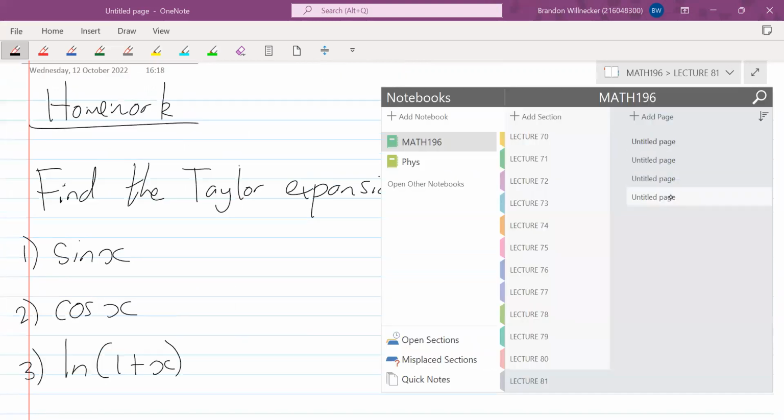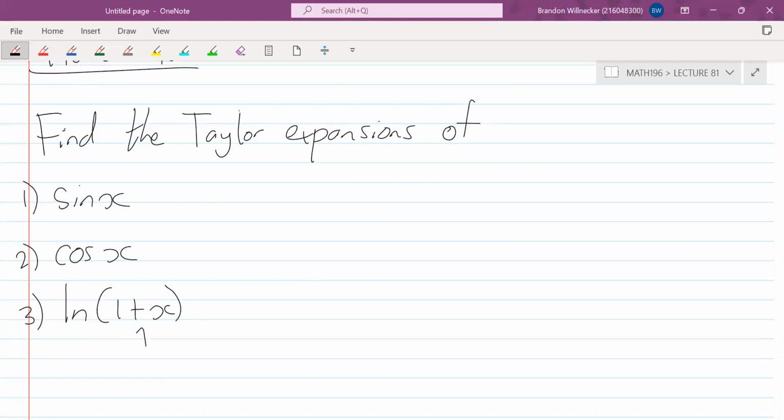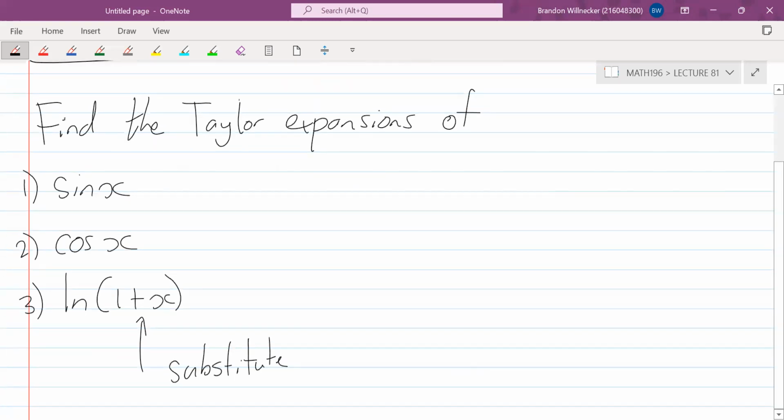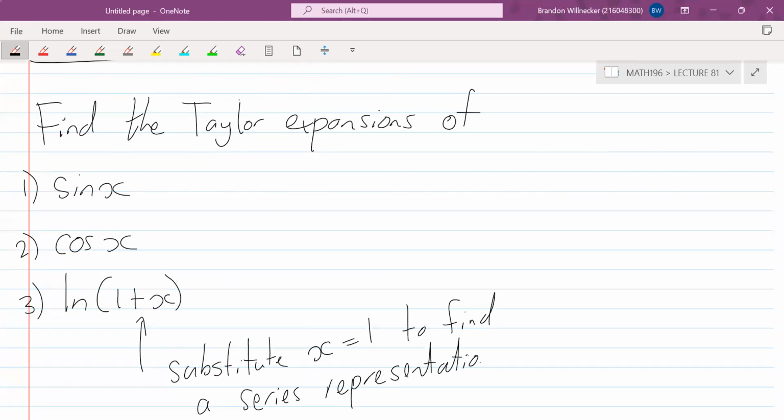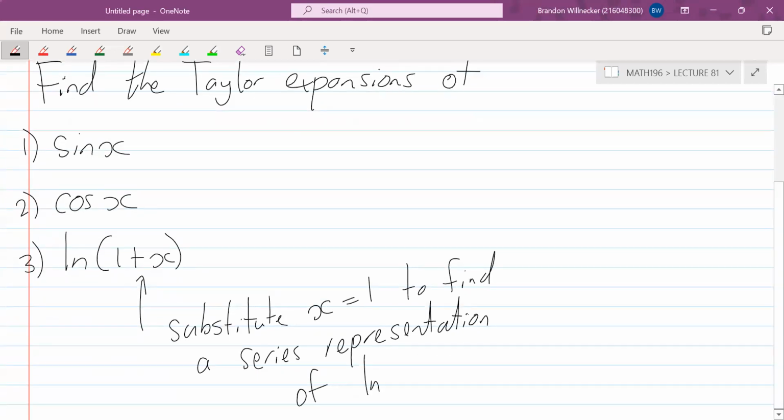Okay, and we can do a similar thing here. So for this last homework problem, once you're done finding the Taylor expansion, substitute x equals 1 to find a series representation of the natural log of 2. So if you substitute x equals 1 on the right-hand side, you'll have an infinite series of terms. If you add all of them up, we get log 2. Because we know that the right-hand side converges to the left-hand side.